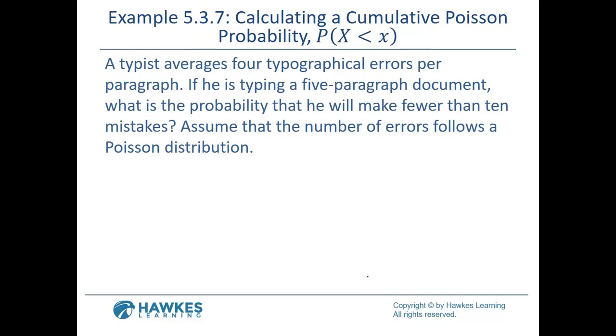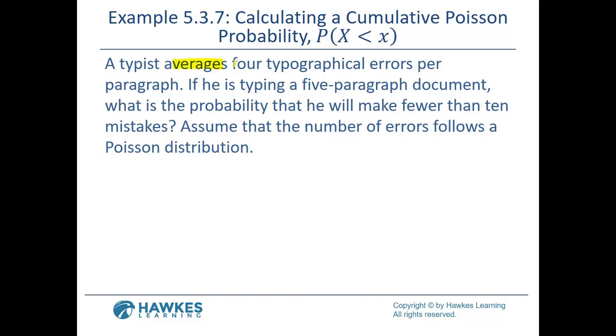Okay, so again, remember our biggest part is just finding these keywords. So a typist averages 4 typographical errors per paragraph. Per paragraph right there, that's an interval, guys. If he is typing a 5-paragraph document, what is the probability that he will have fewer than 10 mistakes? Okay, looking for some keywords here to make sure that we got our keywords.